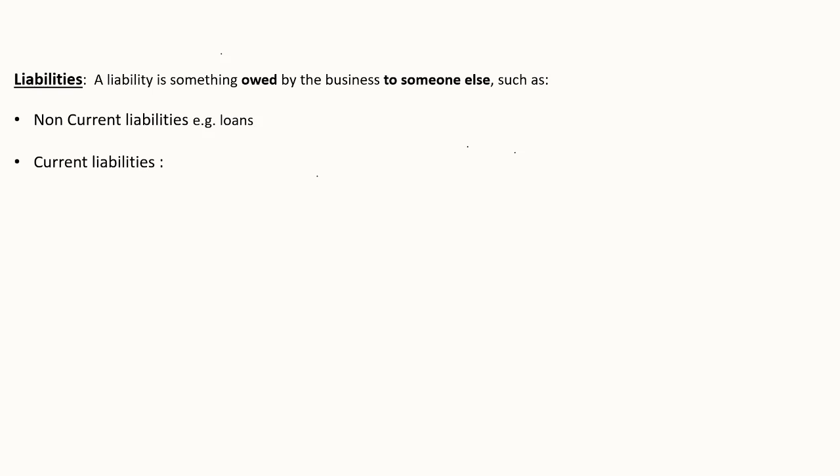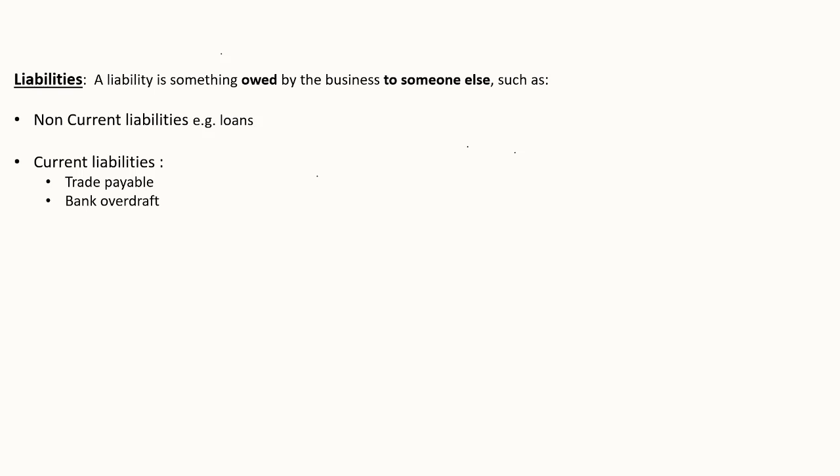Current liabilities are due to be paid within a year. Now I'll give you some examples of current liabilities. Trade payables. It's the amount to be paid in future to credit suppliers. For example, you purchase goods, so any amount owed to credit suppliers for those goods purchased.